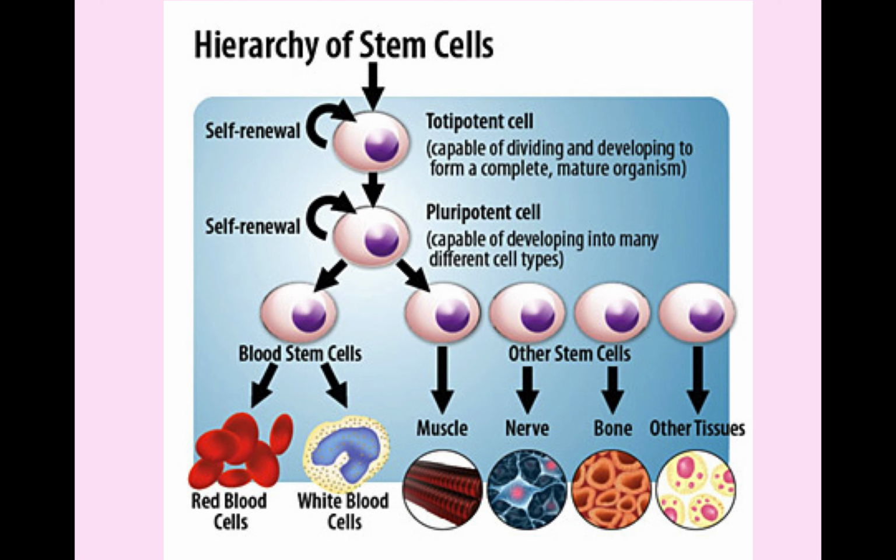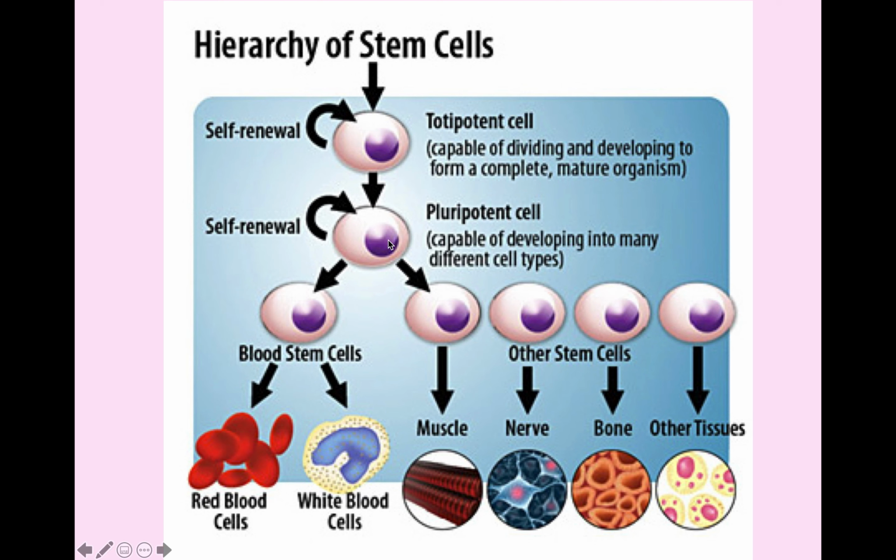So the hierarchy of stem cells is as such. We know that it could come from any type of source. Most of the time there are totipotent cells. These are cells that are self-renewing, could renew themselves, and are capable of dividing and developing to form a complete mature organism. There are also pluripotent cells, which we learned about in transgenic animals. They are also self-renewing, and capable of developing into many different cell types.